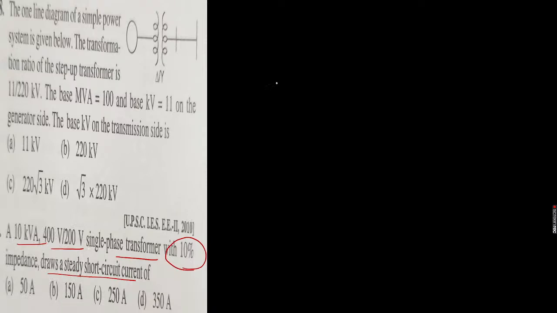Let me proceed. First, what have they given? They are asking what the short circuit current is. Rating of the transformer is given as 10 kVA, 400 voltage on the HV side, divided by 200 voltage on the LV side. The transformer has percentage impedance, or per unit impedance, of 0.1 or 10%. Now the question is, find out the steady state short circuit current. Steady state short circuit current is how much?